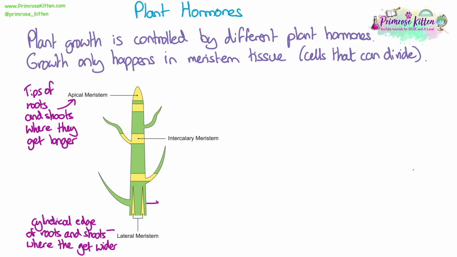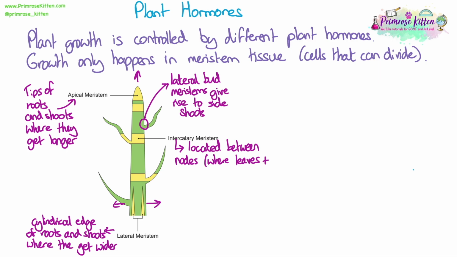There are cylindrical lateral meristems around the edges of roots and shoots, and this allows both roots and shoots to get wider. The lateral bud meristems give rise to extra side shoots, and then the intercalary meristem, which is located between nodes, which is where the leaves and the buds branch off. The meristem tissue between them helps the shoot to elongate as well between the nodes.